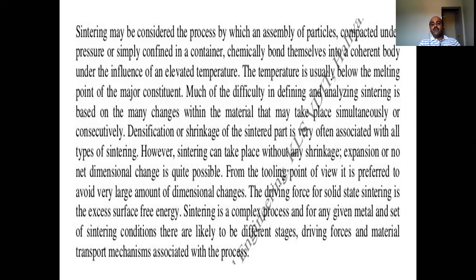Much of the difficulty in defining and analyzing sintering is based on many changes within the material that may take place simultaneously or consecutively. Densification or shrinkage of the sintered part is very often associated with the type of sintering. The main problem we encounter in sintering is densification or shrinkage. However, sintering can take place without any shrinkage, and expansion or no net dimensional change is also possible. From the tooling point of view, it is preferred to avoid very large dimensional changes.